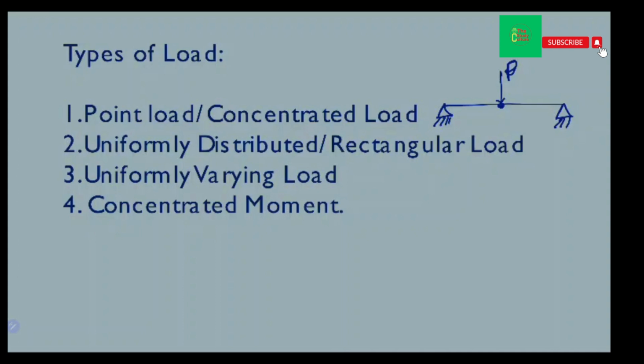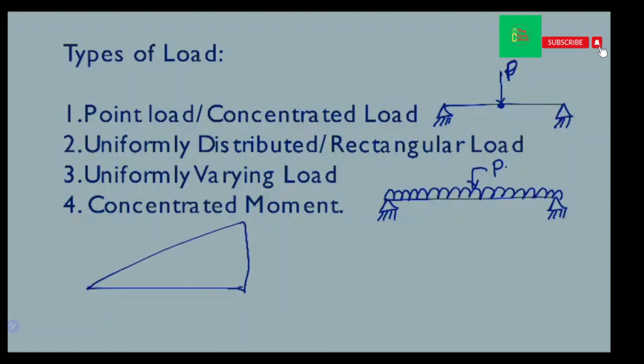Uniformly distributed load or rectangular load. That means the load is distributed uniformly throughout the beam. That is called uniformly distributed load. And uniformly varying load means throughout the beam the load varies. From one point to another point the load is continuously varying. This is P and this is W, this is L.